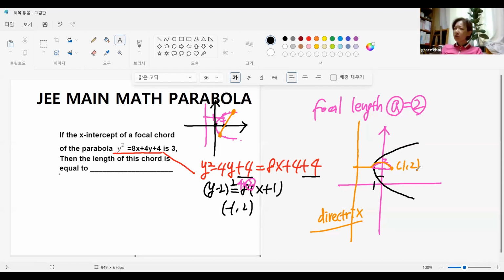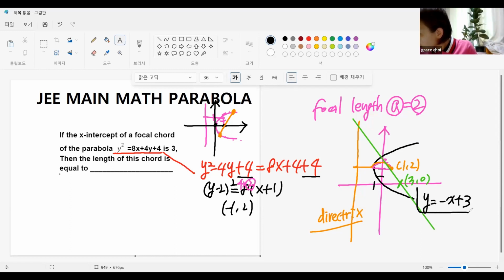Good. What is the question then? The x-intercept of a focal chord is 3. So we can draw the focal chord like this. The x-intercept is (3, 0). Okay, good. We can get the linear equation because you have 2 points. The slope is -1, so y equals minus x plus 3. This is the linear equation.